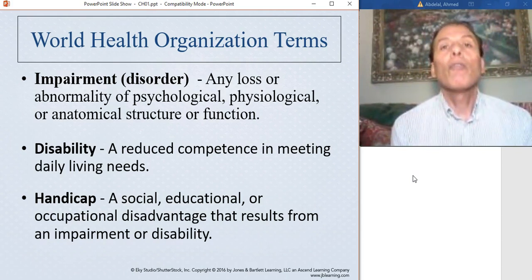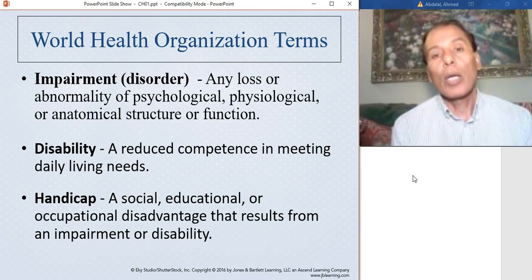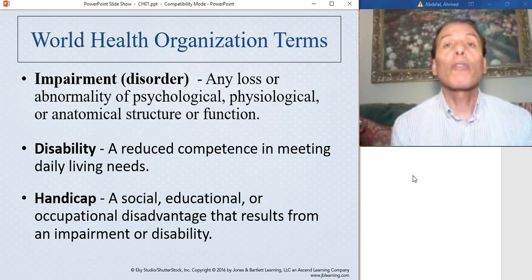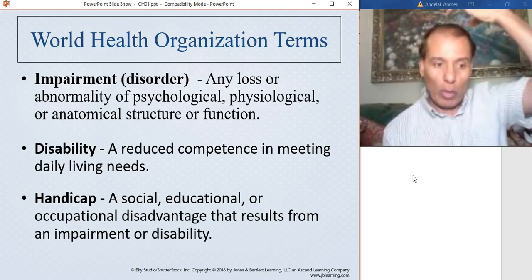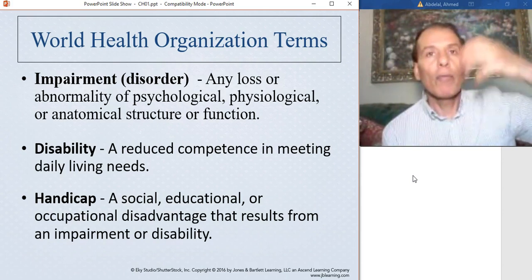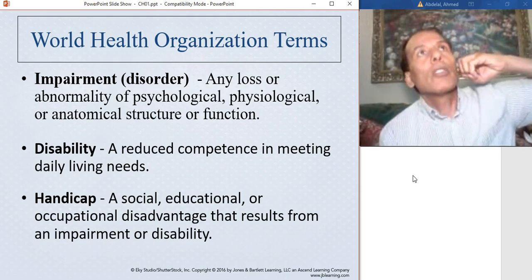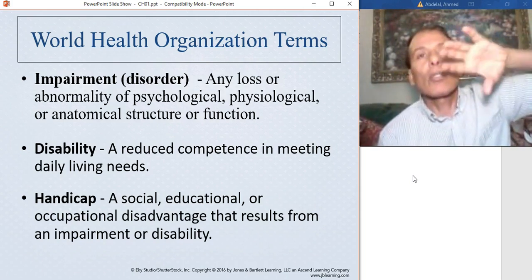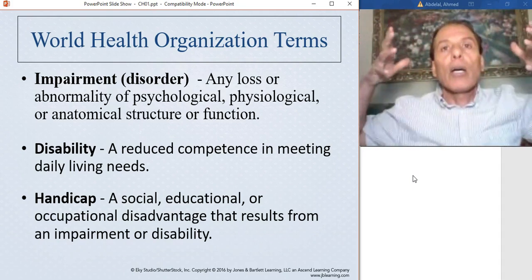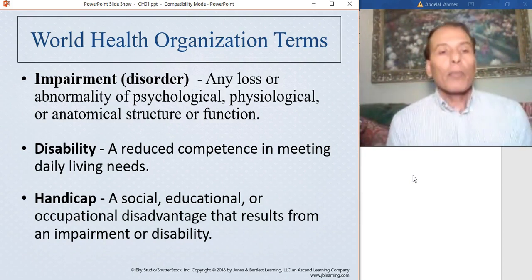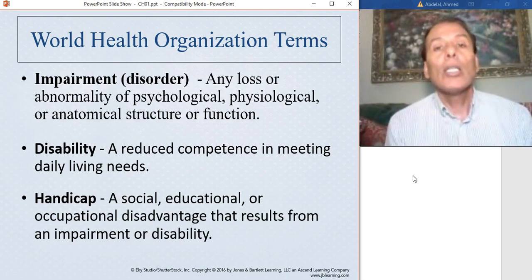Physiological: someone might have a voice disorder, for example, where the organs that produce voice are not functioning normally. Someone might have an anatomical problem that will cause them not to develop language in a certain way. For example, someone born with hydrocephalus: in the brain, there are ventricles, or spaces, that are filled with fluid. Every one of us has that. But in some cases, these ventricles are so large and there's so much fluid that it puts pressure on other areas of the brain, and these areas do not develop and do not function normally. So that is anatomic. Any loss or abnormality of psychological, physiological, or anatomical structure or function is an impairment.